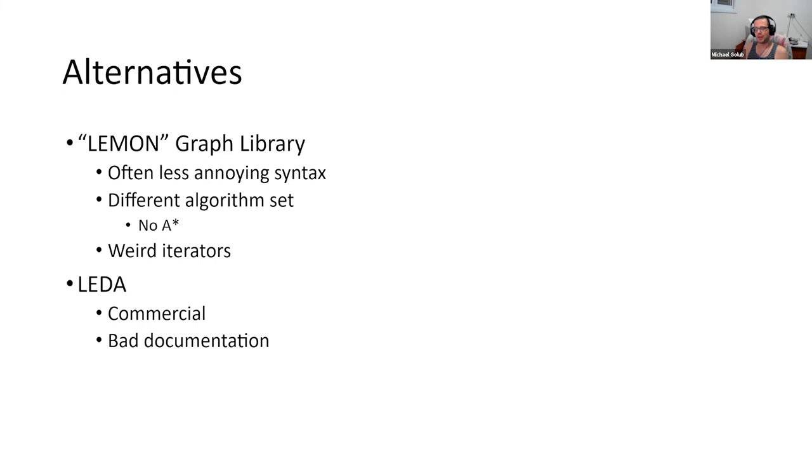They claim that in most cases, by their benchmarks, they are faster than Boost. Could be. There is also something called LEDA, which is commercial. It contains algorithms for basically everything. It's a huge library, not just graphs, also compression algorithms, for example, or whatnot. I didn't understand the documentation. Maybe to get better documentation, you need to pay for commercial support. I don't know.